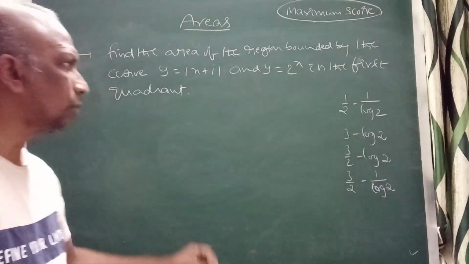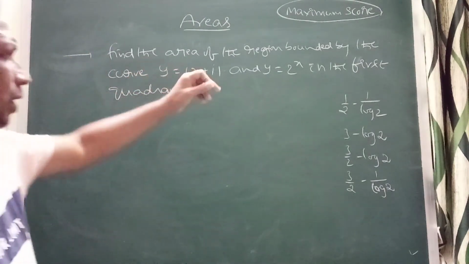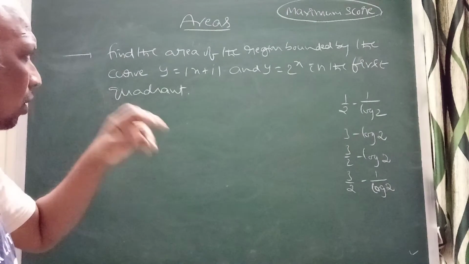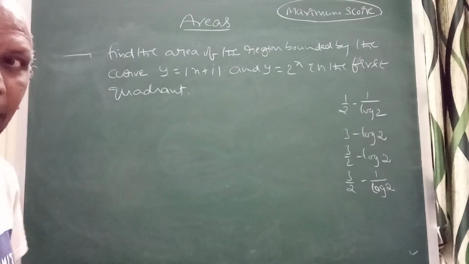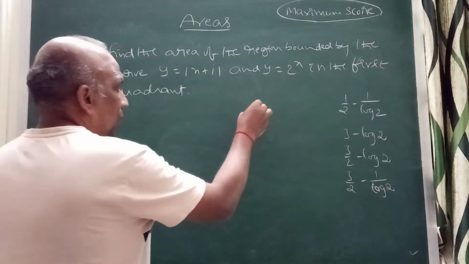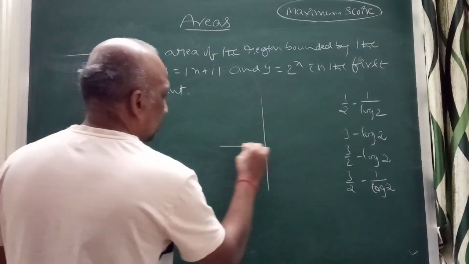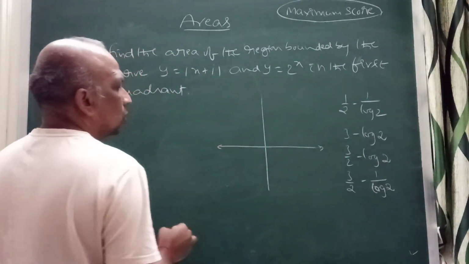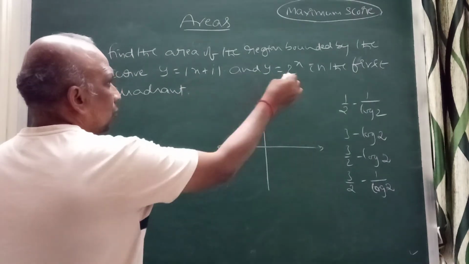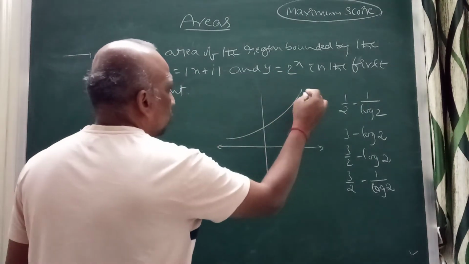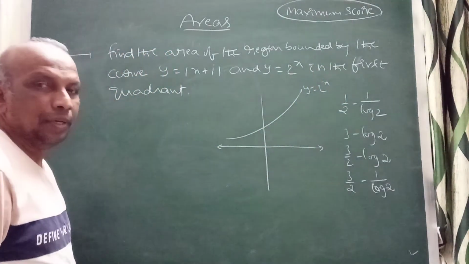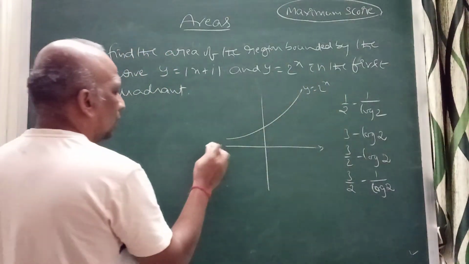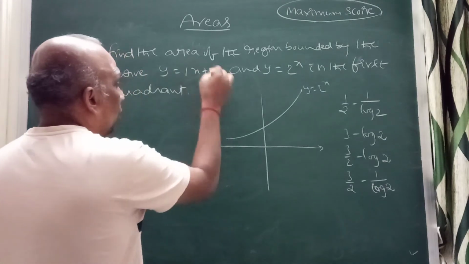This is one of the most important models. Find the area of the region bounded by the curve y equal to mod x plus 1 and y is equal to 2 power x, in the first coordinate. Now you can check here. When I am taking the first coordinate, I can draw y equal to 2 power x, and the line I have written is mod x.